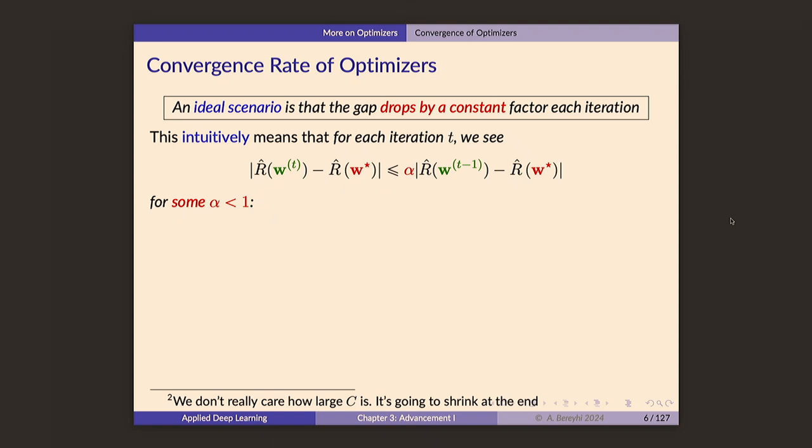So the idea of convergence rate is basically the speed, or the amount of time that you're spending, in order to get your optimality gap pretty much to 0.